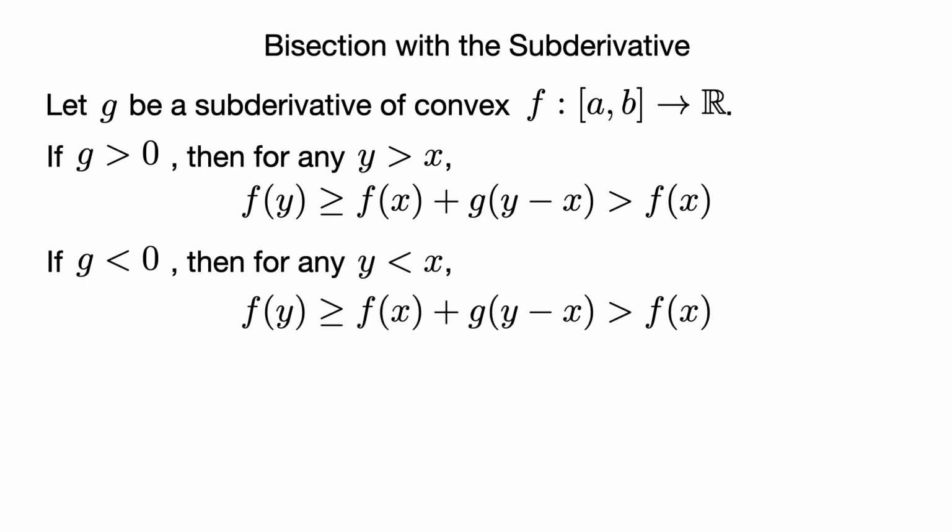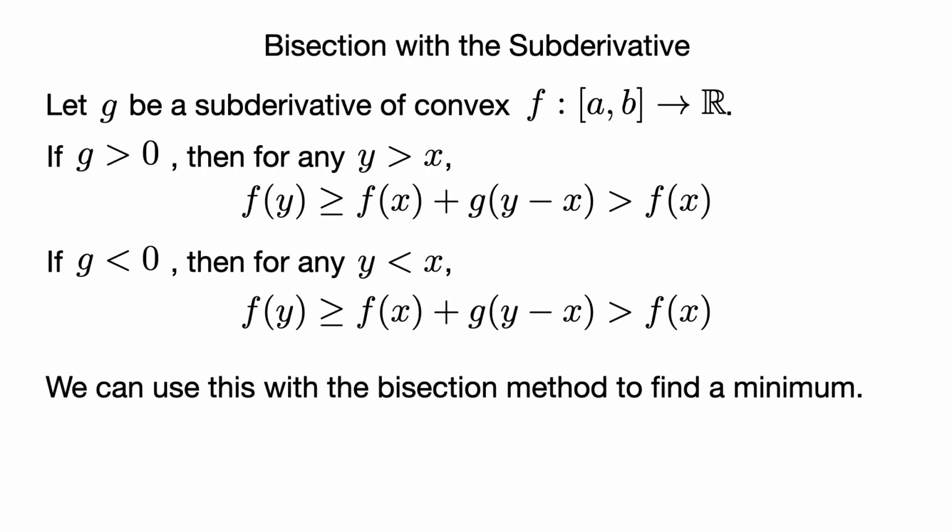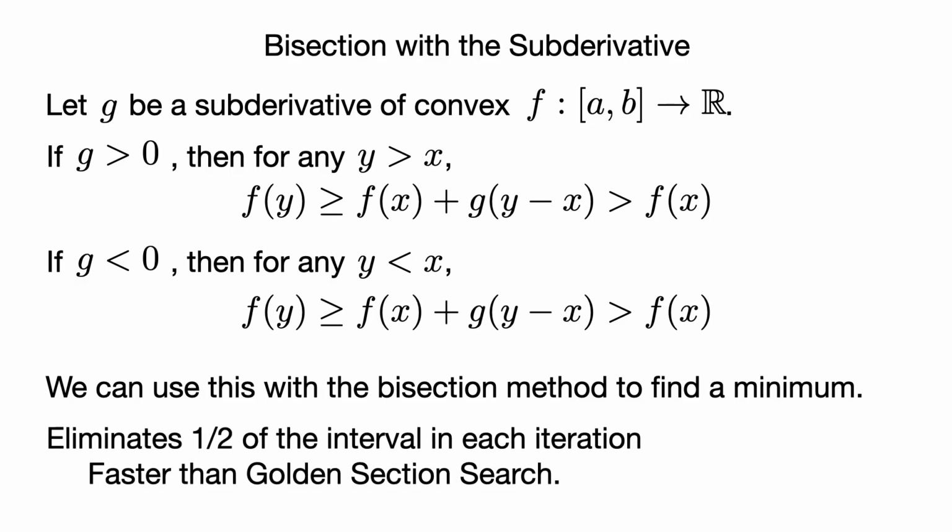Similarly, if g is less than 0, then for any y less than x, we also have f of y is greater than f of x. So we can use this with the bisection method to find a minimum. If g is greater than 0, then we can eliminate the right half of the interval. And if g is less than 0, we can eliminate the left half of the interval. It eliminates half of the interval in each iteration, so it's faster than golden section search, which only eliminated a third of the interval in each iteration.